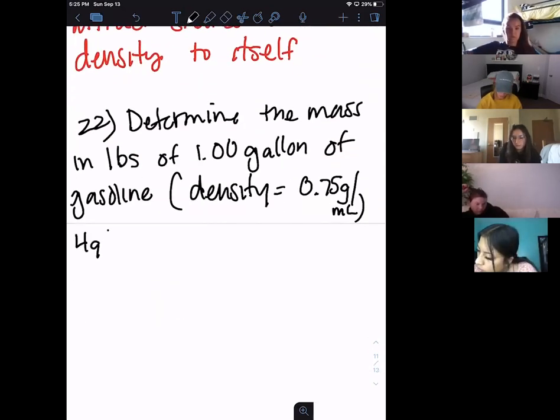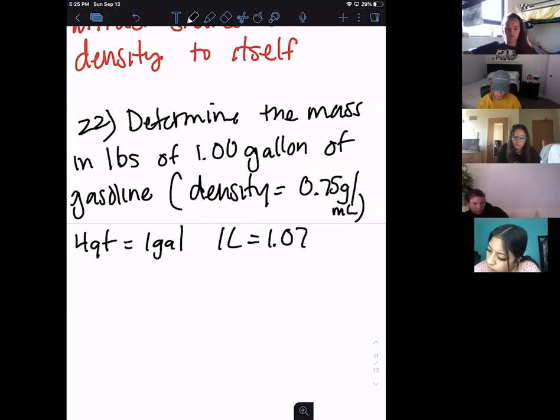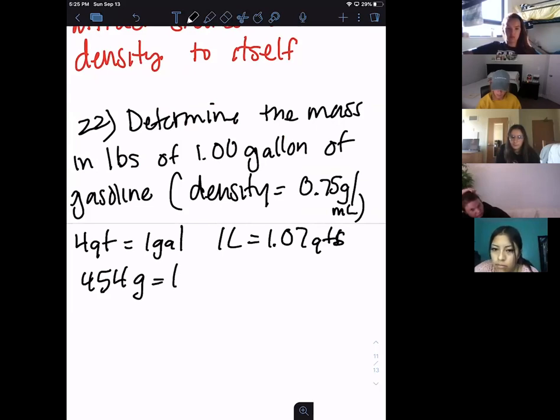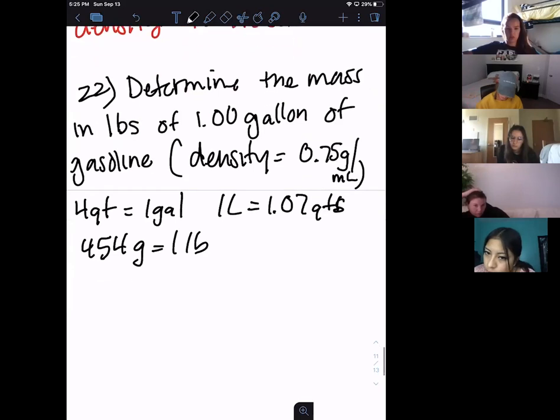Also know 4 quarts equals 1 gallon. This will be given to you. 1 liter equals 1.07 quarts. And 454 grams equals 1 pound. He will give you these, okay? He will give you what their conversions are, but you need to know how to convert, okay? So here's where we're going to begin.